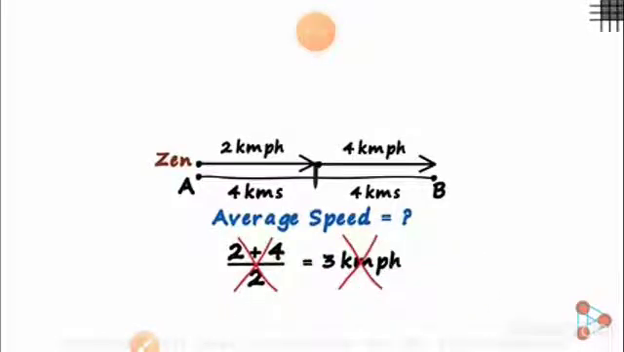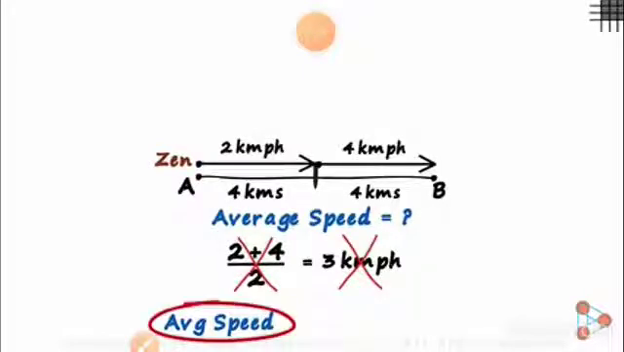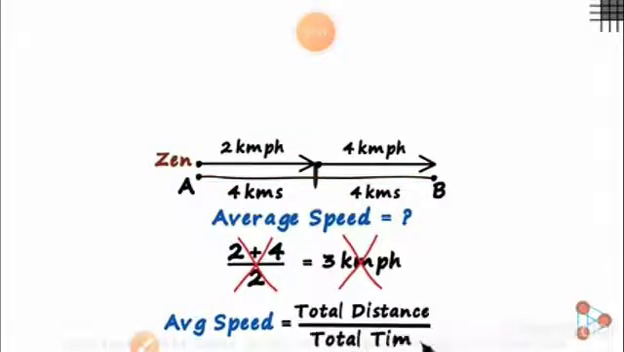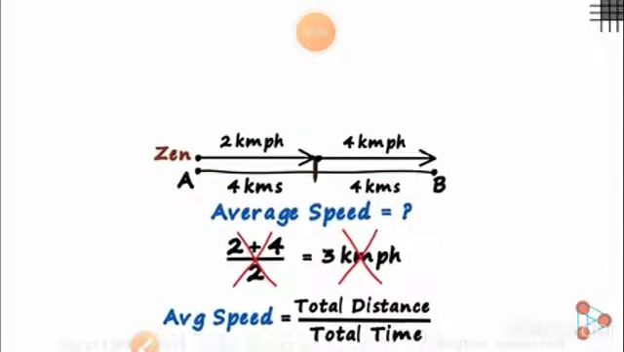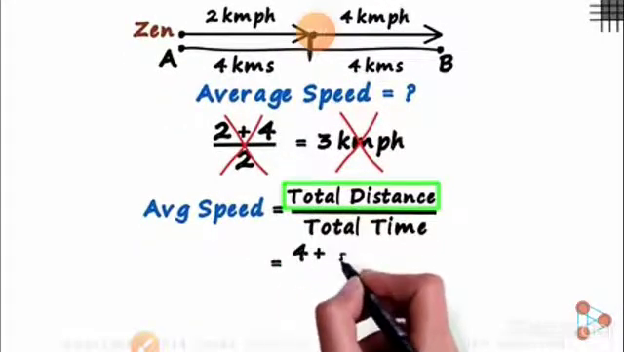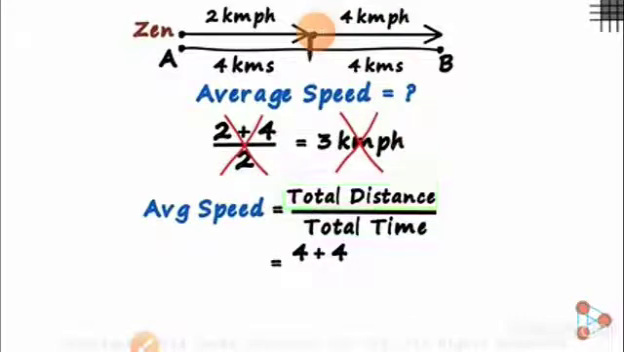So how should we calculate the average speed? Let's see. Average speed is equal to total distance divided by time taken. So we will calculate total distance divided by time taken. What is the total distance? 4 plus 4, that is 8. And what will be the total time? Time is not given, but still we can solve it.